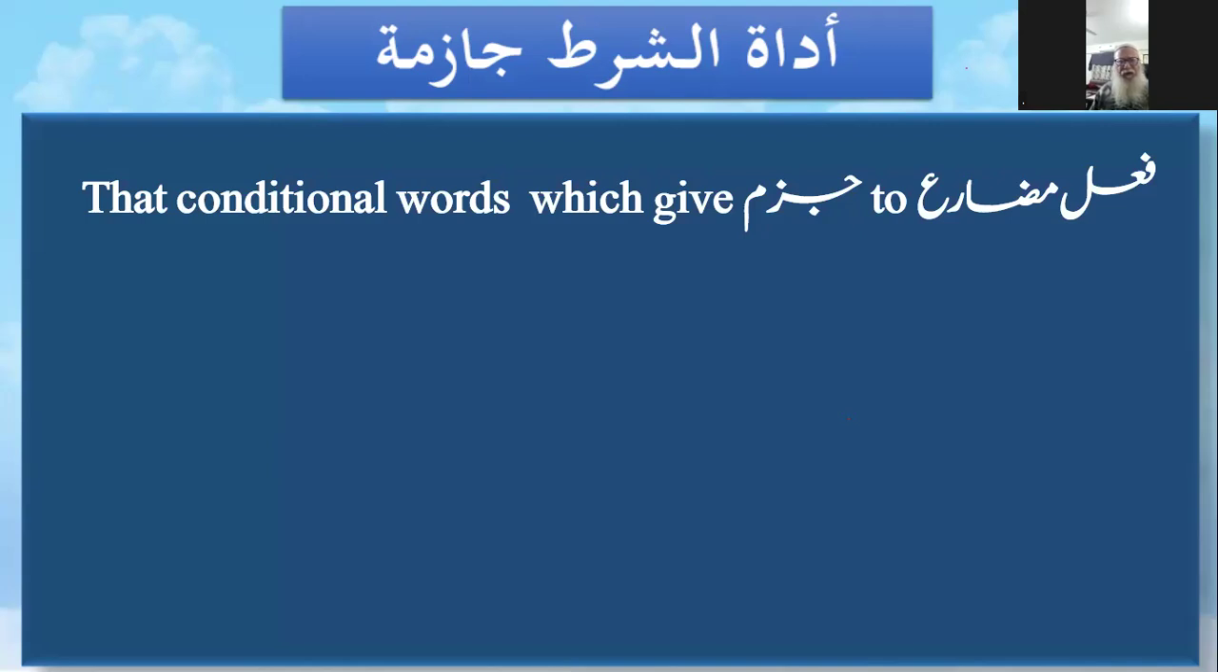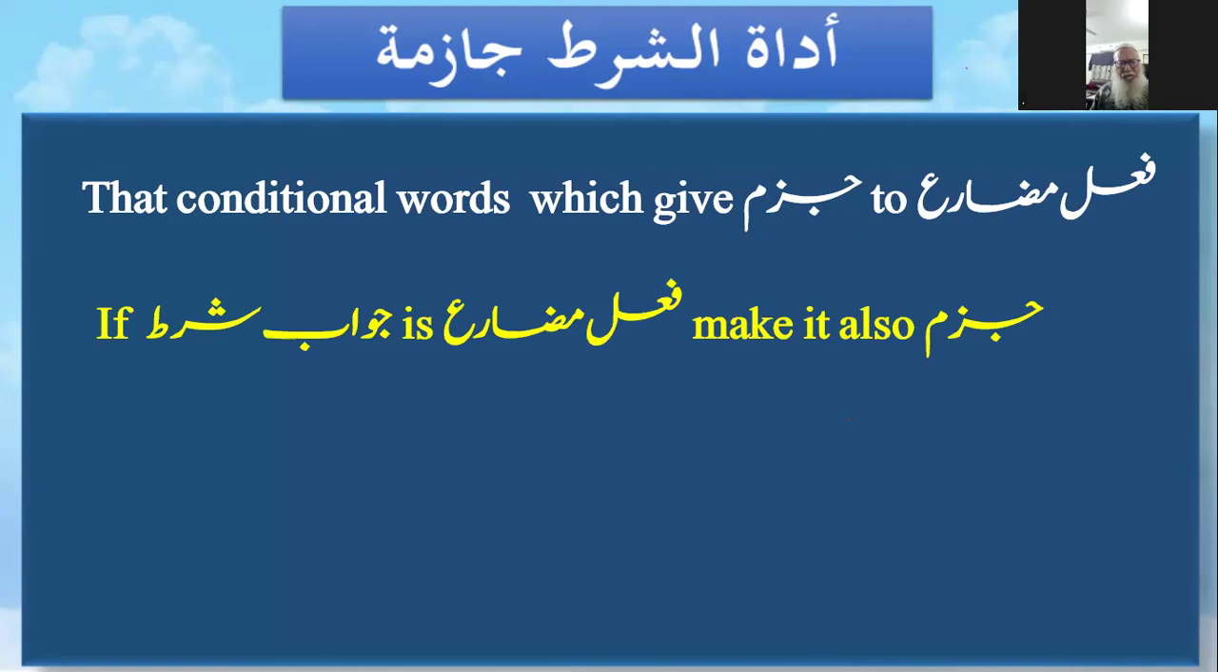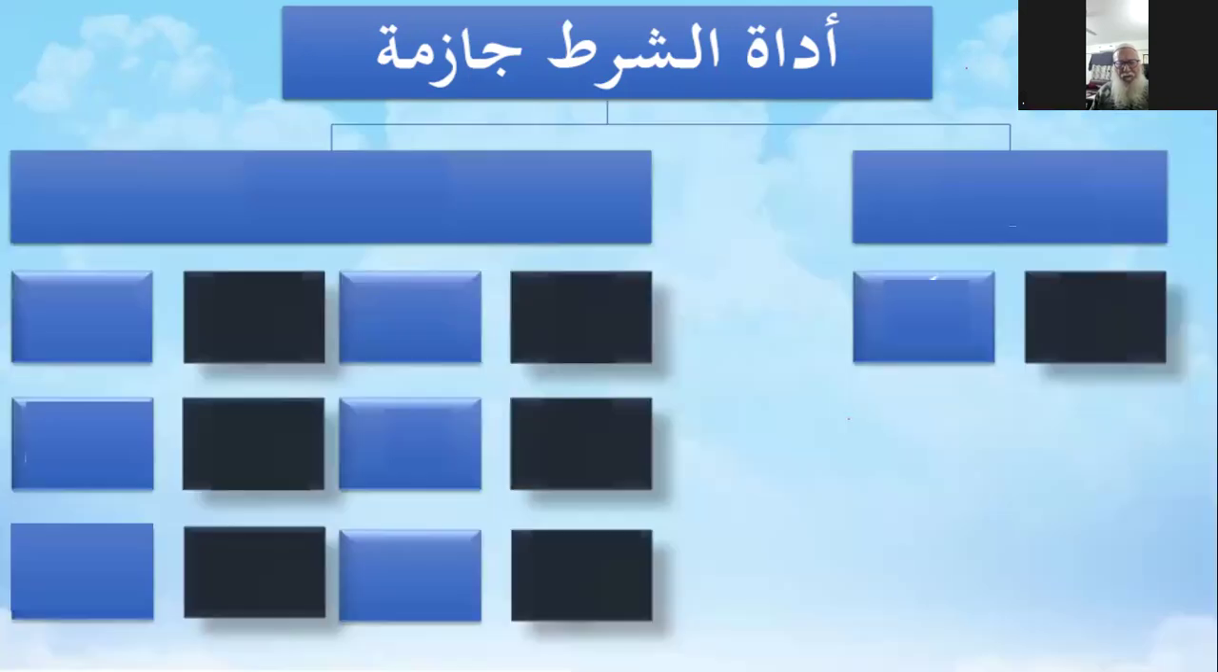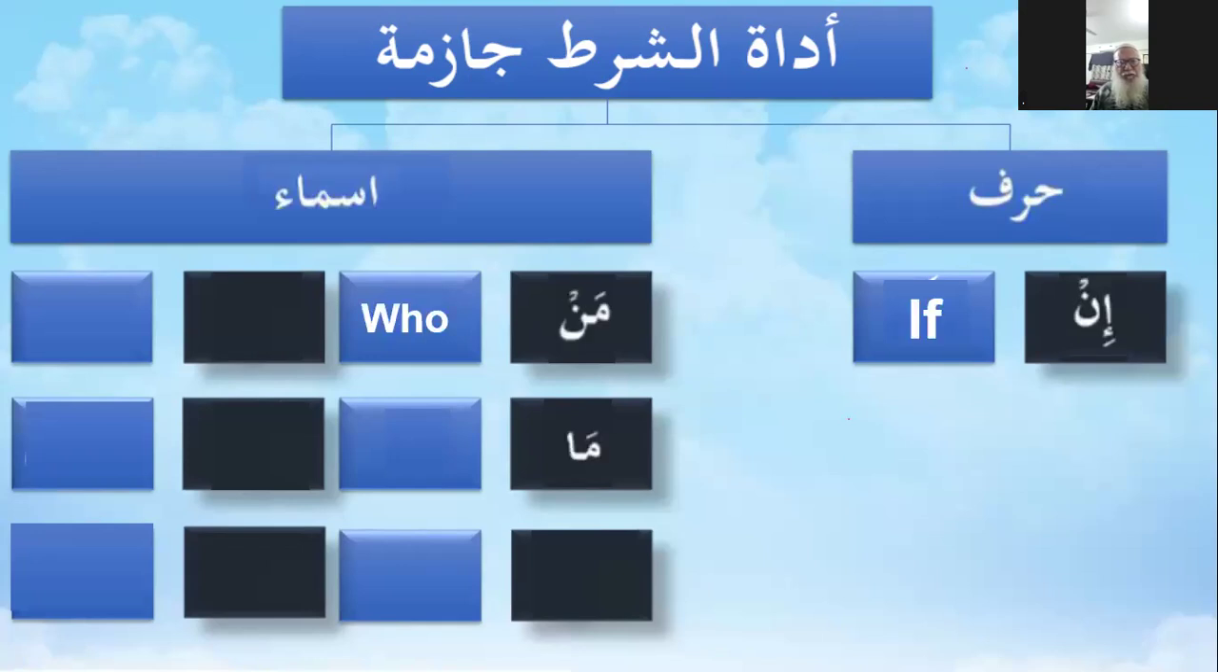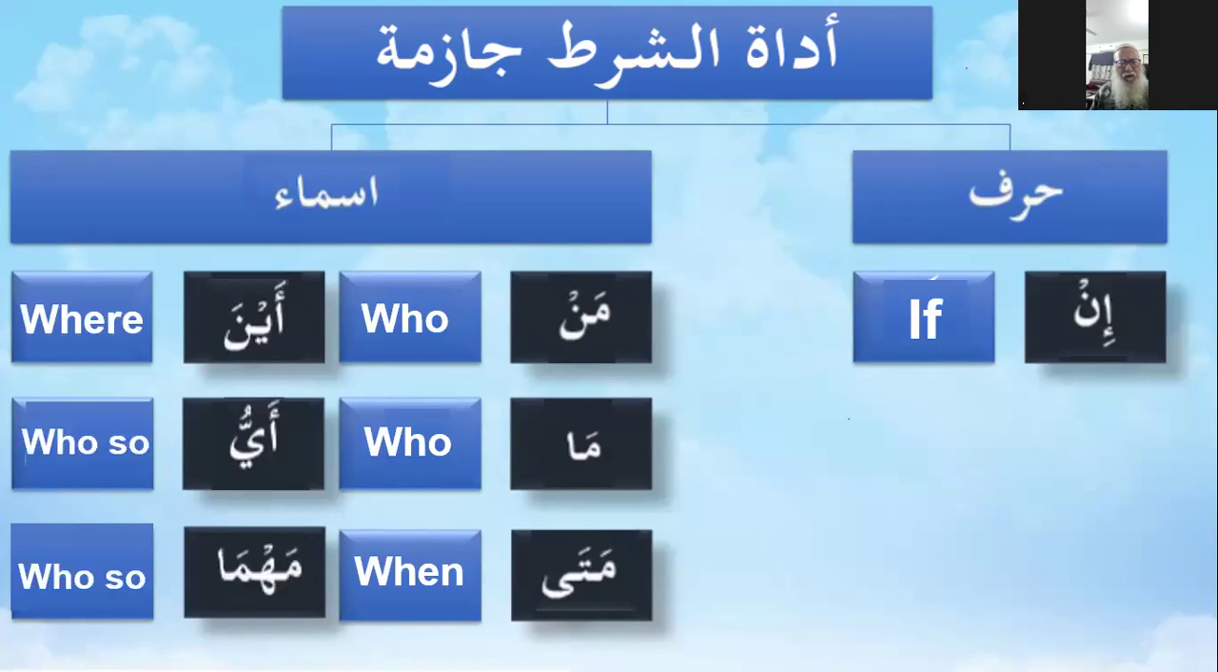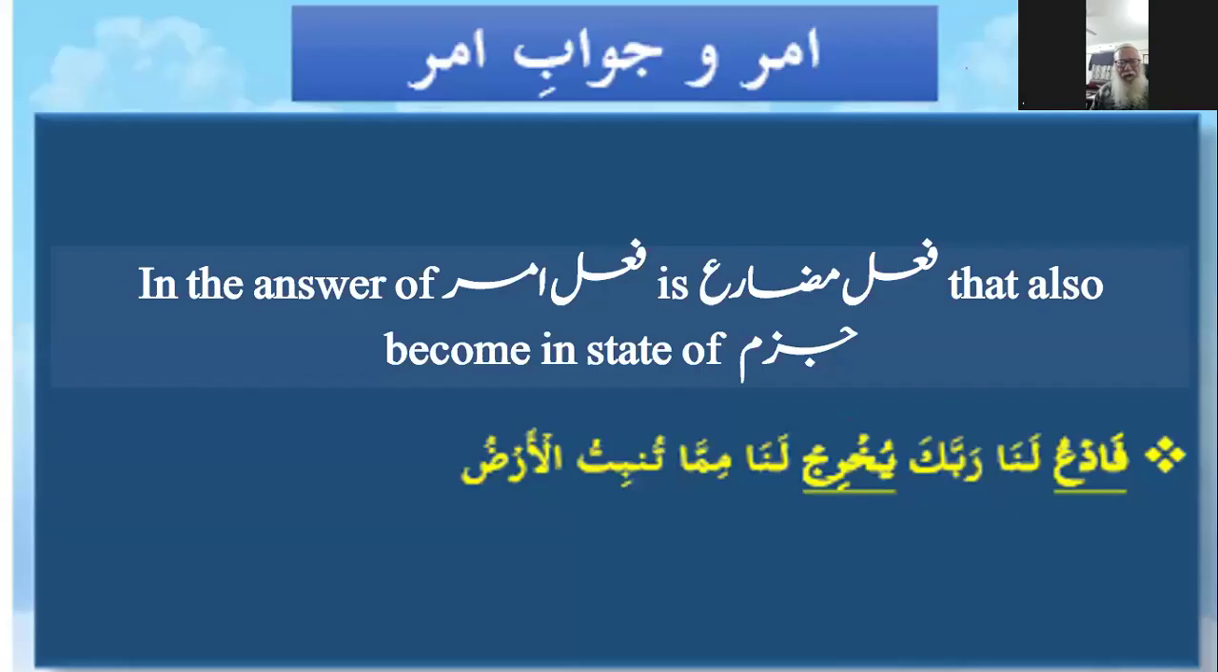Conditional words which give jazm to fi'l mudare. If jawab shart is fi'l mudare, make it jazm. These were the examples. Then we saw the adawat shart jazim and their meanings: in means if, man, ma, mata, aina, ayyu, mahma. So their meanings. Then we started the answer: fi'l amr, if fi'l mudare, jazm.